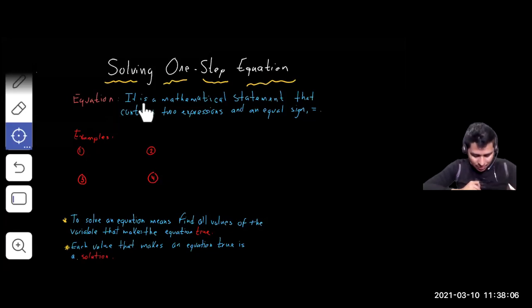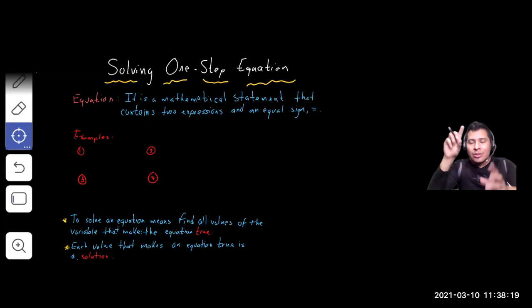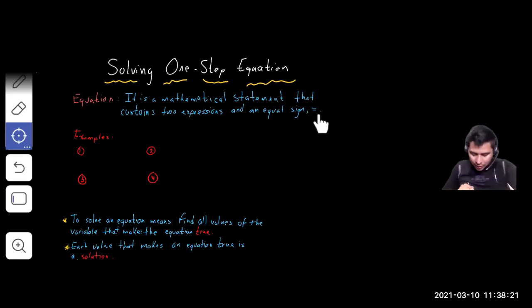It is a mathematical statement that contains two expressions and an equal sign. Equals. Thank you. It's just a mathematical sentence that contains this special symbol. Whenever you see something with an equal sign, that is called an equation. Does it make sense? Okay, that's an equation.